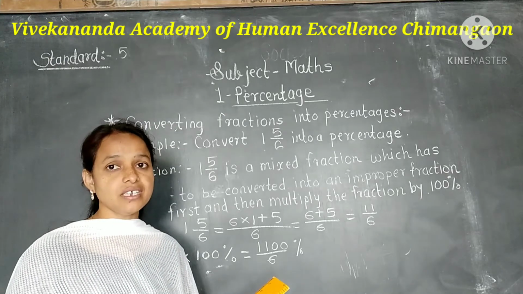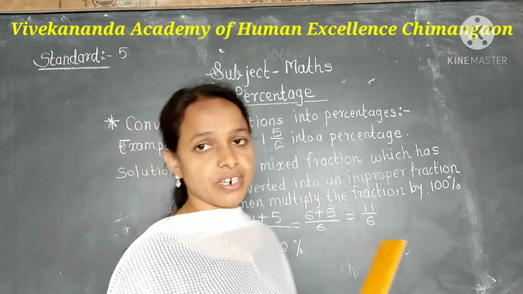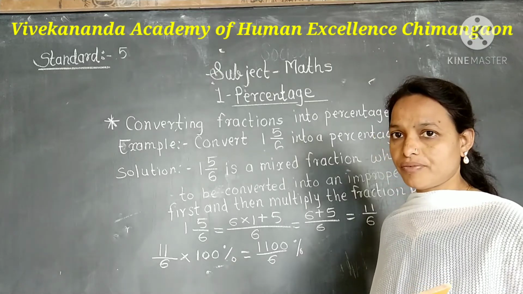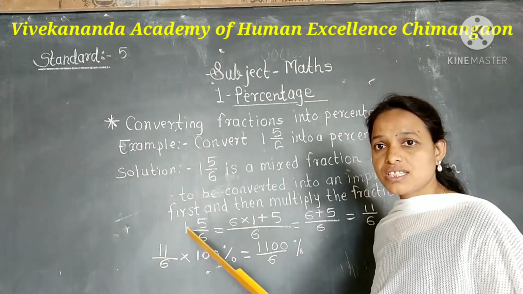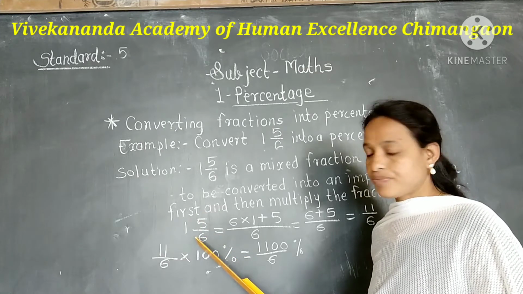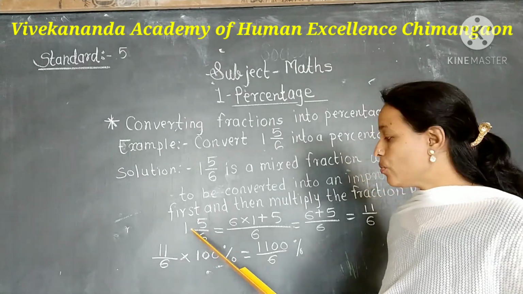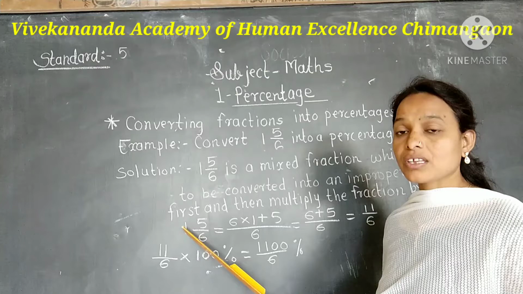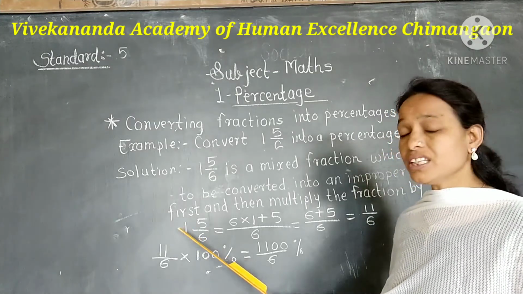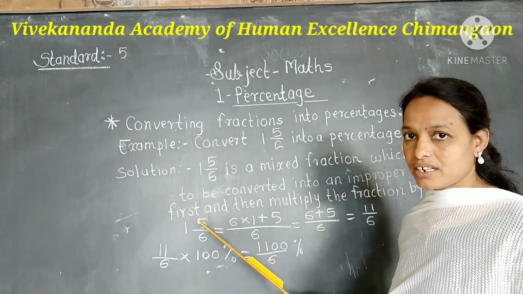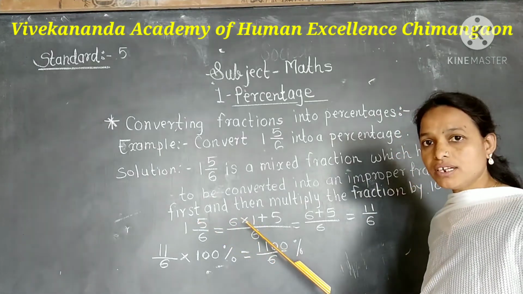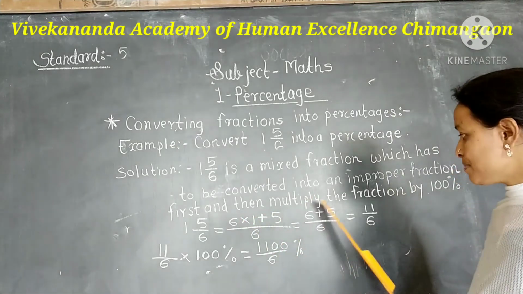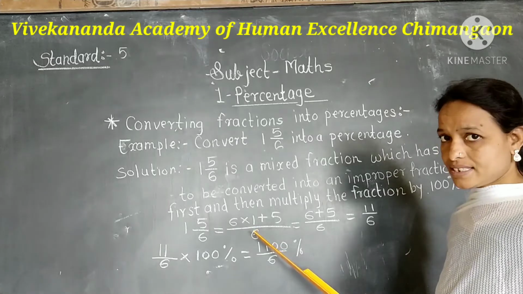So first we will see how to convert a mixed fraction into an improper fraction. Students, you have learned the conversion of a mixed fraction into an improper fraction. Now see here, the mixed fraction is 1 5/6. You have learned how to convert. We have to multiply the denominator with the whole number and add the numerator. So here 6 multiplied by 1, plus 5. 6 ones are 6, plus 5 is 11. And the denominator as it is.